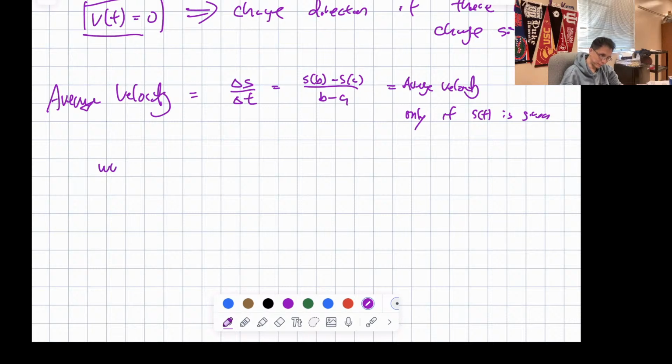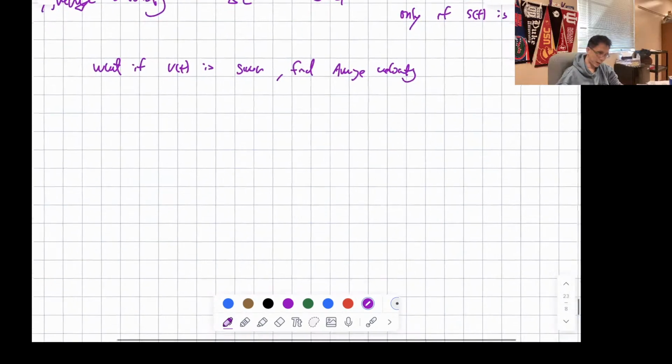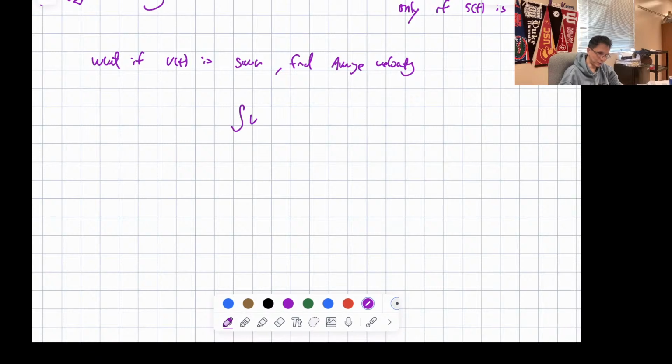What if v of t is given? How do you find average velocity? How do you do that, if v of t is given? Yeah, integral. So if I integrate v of t like this between a to b, what am I going to get? If I integrate v, it's going to get what? Yep, s of t between b and a. So this is equal to s of b minus s of a.